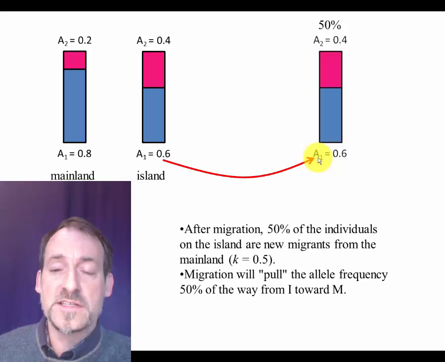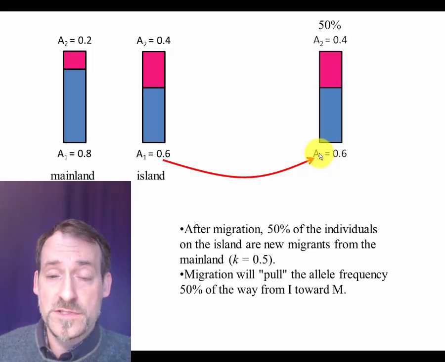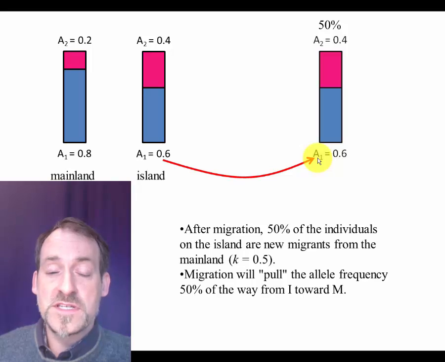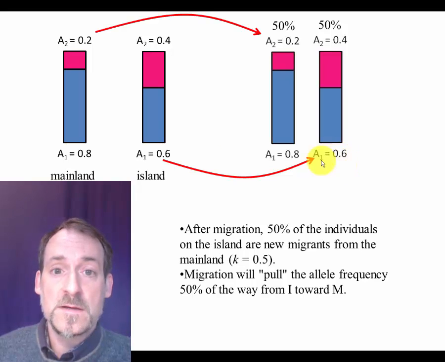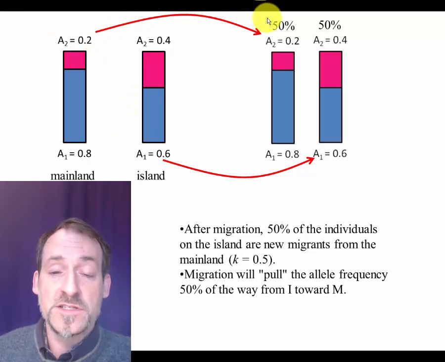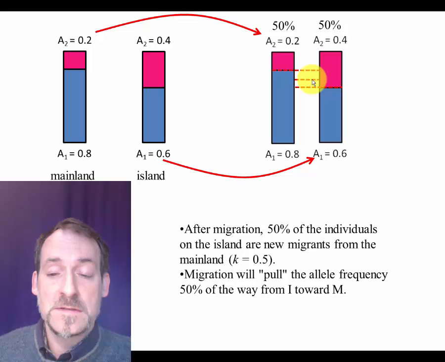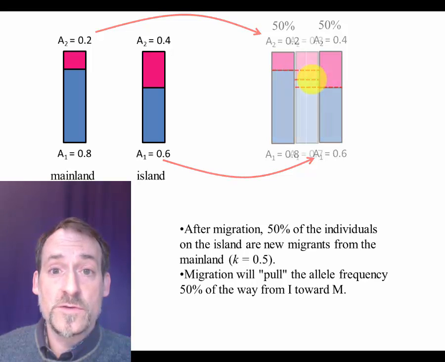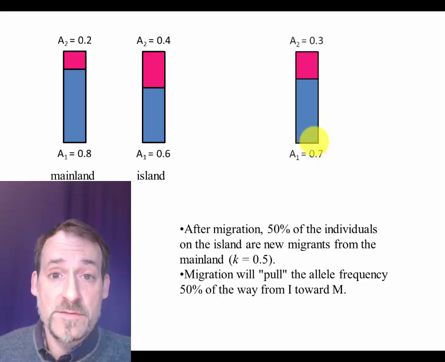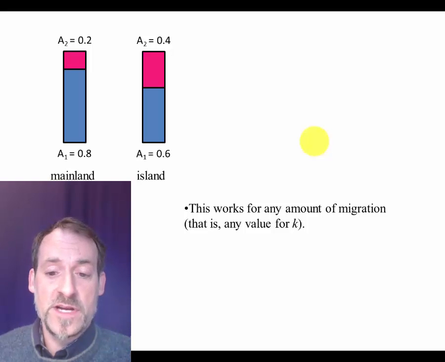Okay, so in the 1,000 island terns, the frequency of the A1 allele is 0.6. And in all those 1,000 terns that just showed up, the frequency of the A1 allele is 0.8. That's going to pull the allele frequency of the island halfway toward the allele frequency on the mainland. There it is. The new allele frequency on the island is going to be 0.7. This works for any amount of migration, which is to say any value of K.